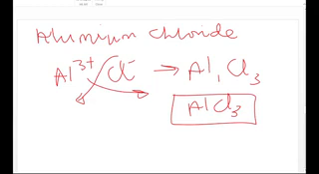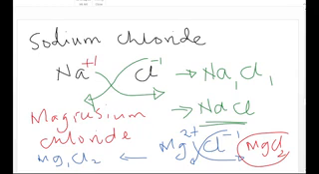Unlike the ones we are talking about, you can see this one, aluminum chloride. I did not say aluminum 3 chloride because aluminum is not a transition metal, it's just a normal metal. You get the point? I did not say magnesium 2 chloride because magnesium is not a transition metal, it's just a normal metal. That's why it is magnesium chloride. I did not say sodium 1 chloride, I only said sodium chloride because sodium is just a normal metal, so that's why it is sodium chloride.